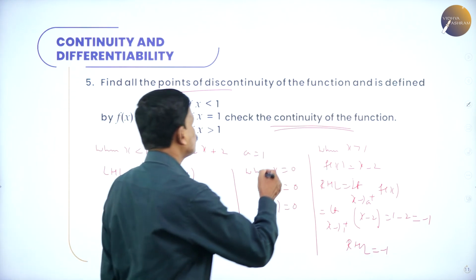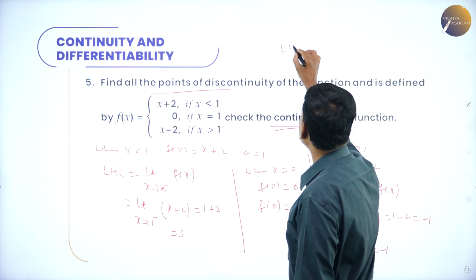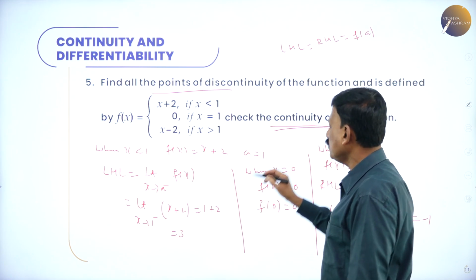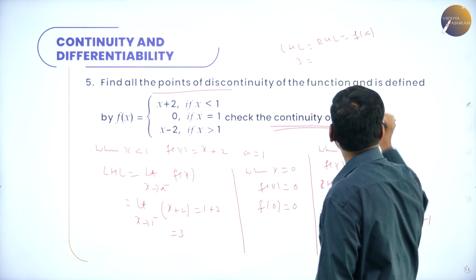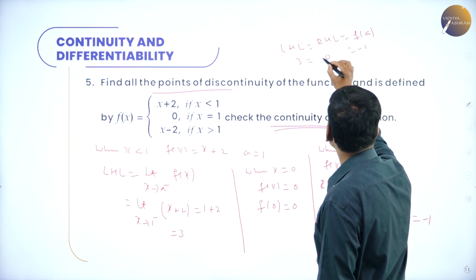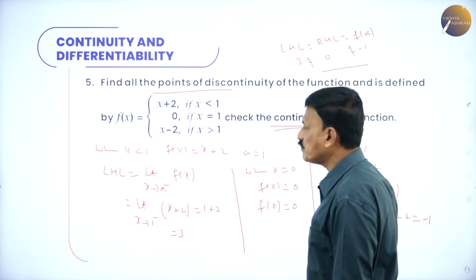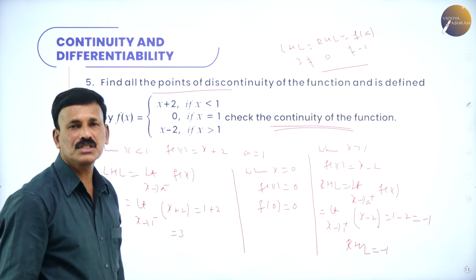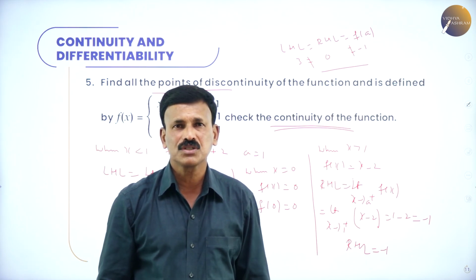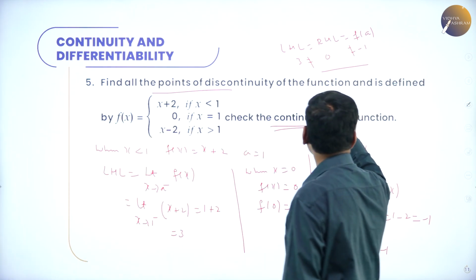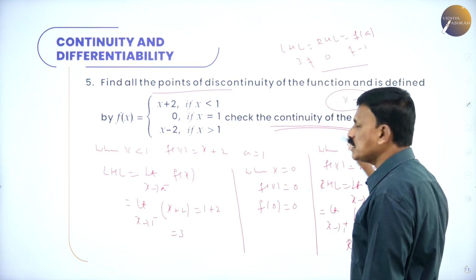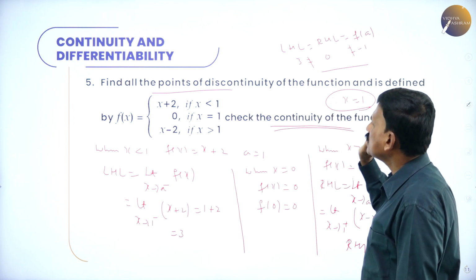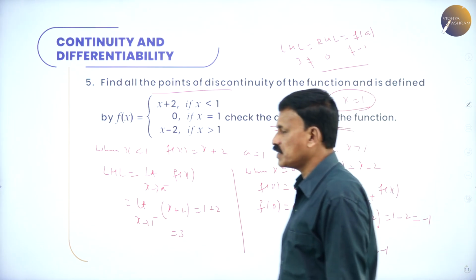So what is this saying? The left hand limit is 3, the right hand limit is equal to minus 1, and the functional value is 0. These three are not equal. Therefore, the function is discontinuous. The function is not continuous at x is equal to 1. It is discontinuous at x is equal to 1. So, therefore, x is equal to 1 is the only point of discontinuity of this function f of x.